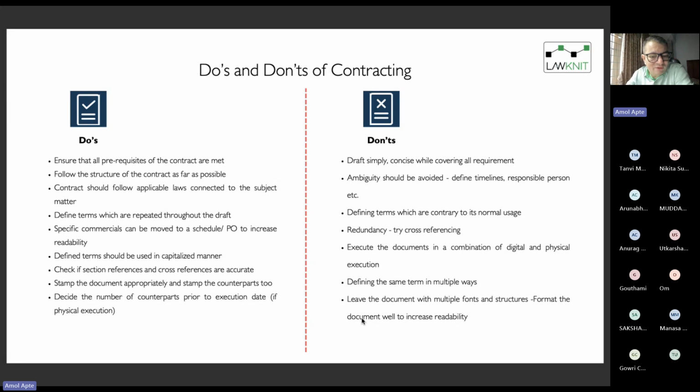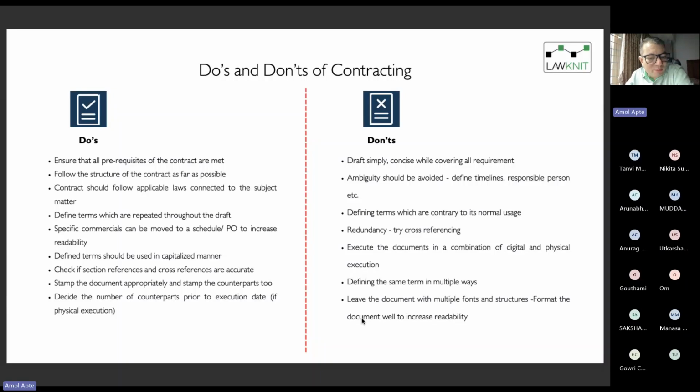Then check if section references and cross references are accurate or not. Typically, in every contract, you will need to have references and cross references to other clauses also, and it is very, very critical that those cross references are accurate. Say, for example, if you are talking about certain payment obligations to be met before the contract is terminated, then the reference to those payment obligation related clauses in the termination clause has to be absolutely accurate.